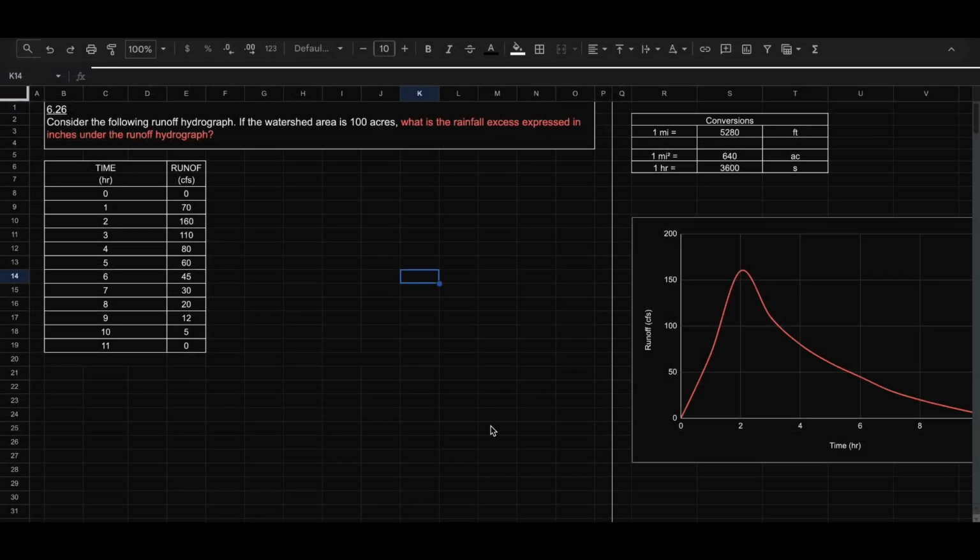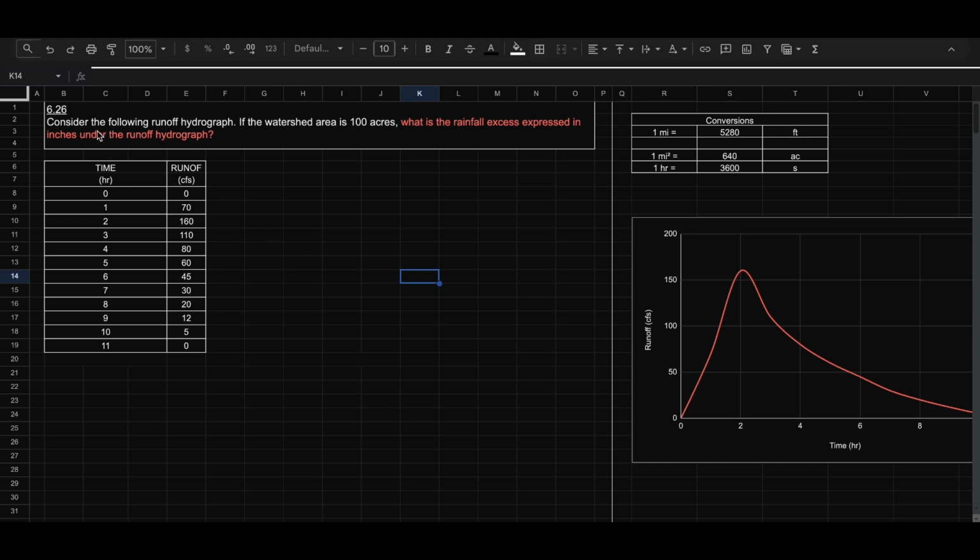In the previous video, we learned how to develop the recession limb of a hydrograph. In this video, we're going to keep learning about hydrographs and how to work with them. To learn more, we're going to solve 4 problems. The first of them is 6.26.